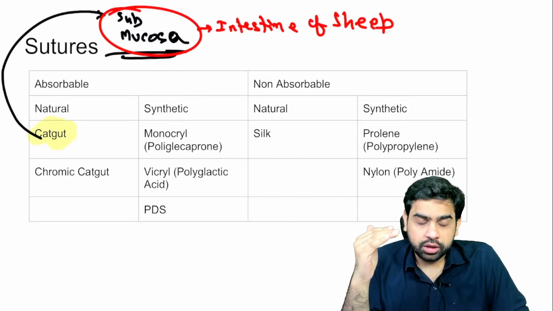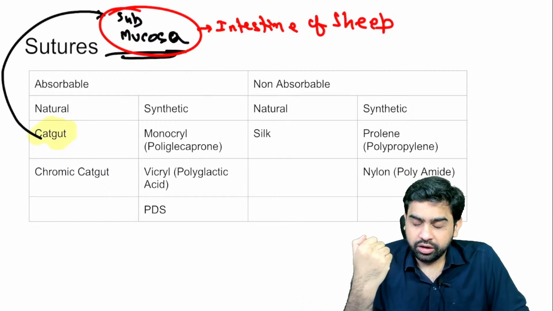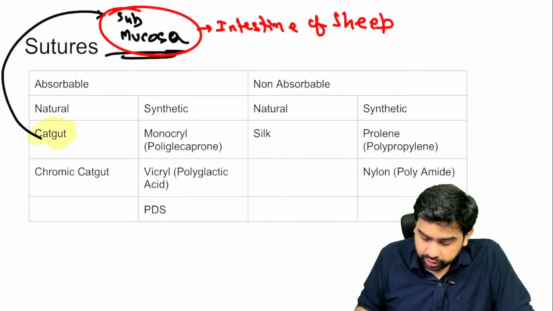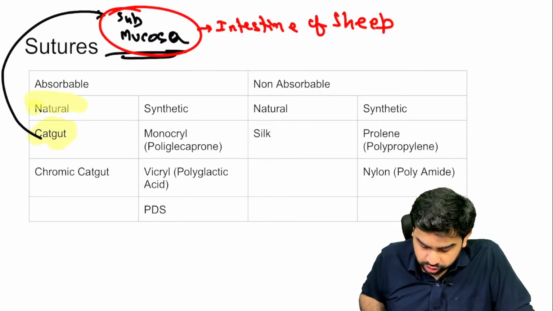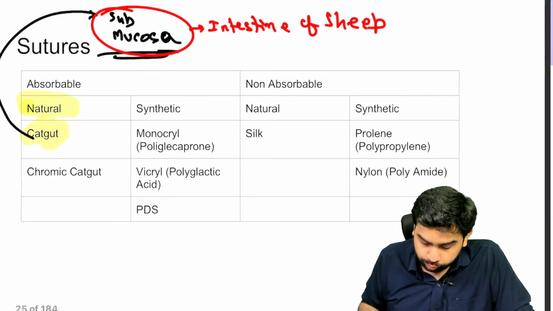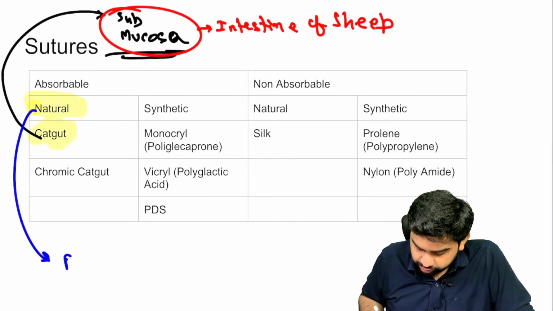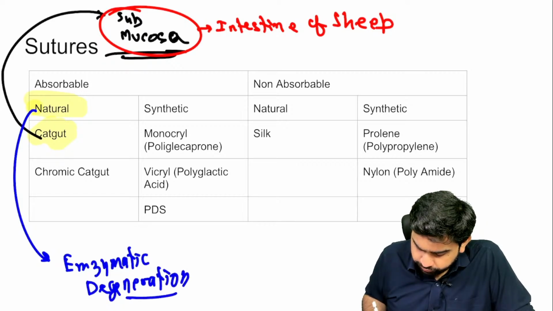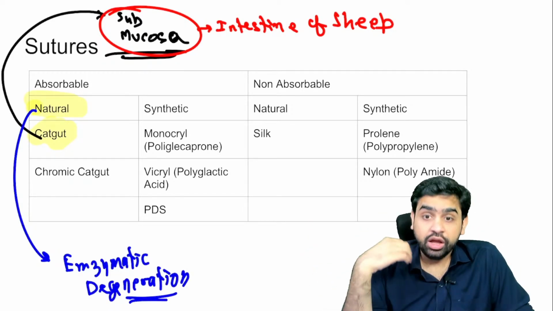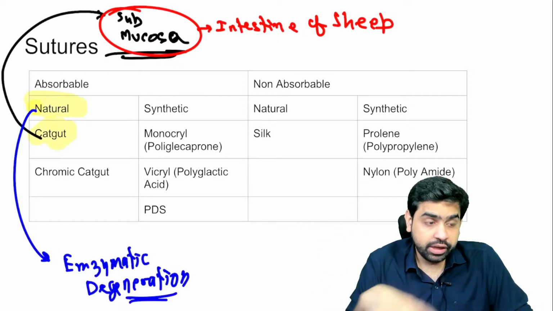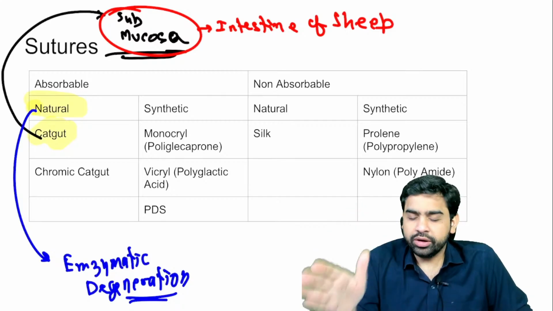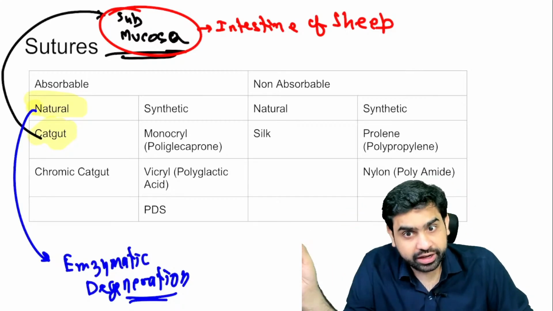Now, the problems with the catgut are two. One is absorption time. The absorption time is pretty less, 5 to 7 days or something. Another important thing is how these naturally occurring absorbable sutures get absorbed. They get absorbed by the process of enzymatic degeneration. Whenever there is an involvement of an enzyme, there is going to be an exothermic reaction, and whenever there is an exothermic reaction, there is going to be a tissue reaction. So the tissue reaction is more with naturally occurring absorbable sutures as compared to synthetically occurring absorbable sutures.